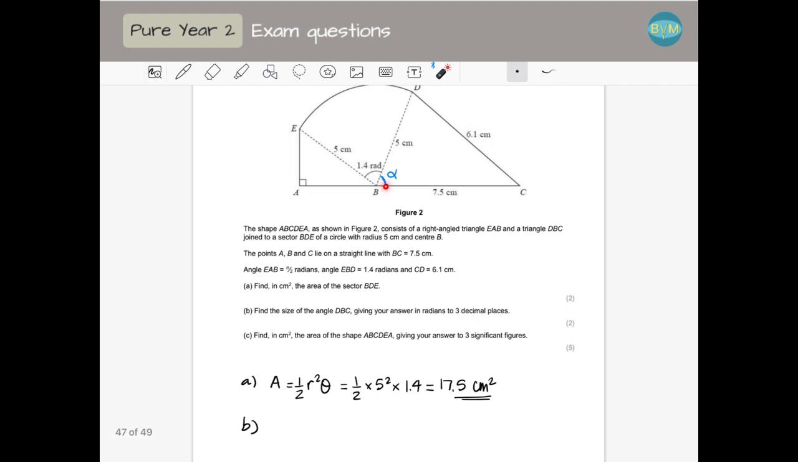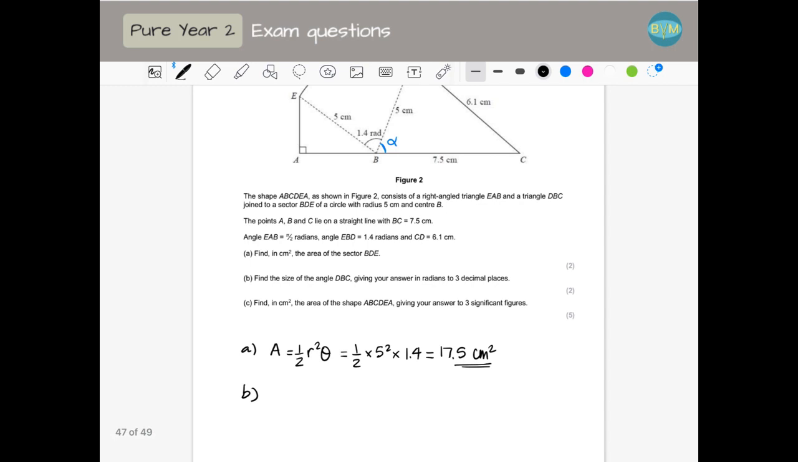The cosine rule is going to be that this side squared, so the side opposite to the angle that we are looking for, is going to be the other 2 squared. So the opposite to the angle, 6.1 squared, is going to be the other 2 squared, 5 squared plus 7.5 squared, minus double these 2, so 2 times 5 times 7.5, times the cos of the angle that we are looking for.